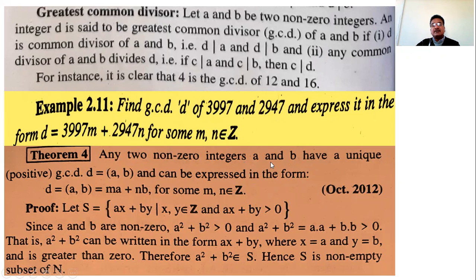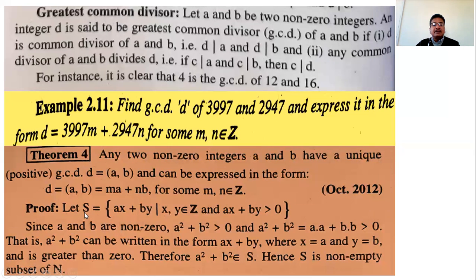First we will show that d is the greatest common divisor of a and b, and is unique. We know the definition of greatest common divisor: a and b are any two non-zero integers. Then an integer d is said to be the greatest common divisor of a and b if d divides both, d divides a as well as d divides b, and if there is another common divisor of a and b, suppose c divides a and c divides b, then c divides d. If these two conditions are satisfied by d, then d becomes the greatest common divisor of a and b.